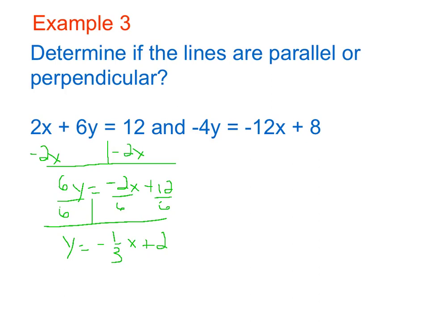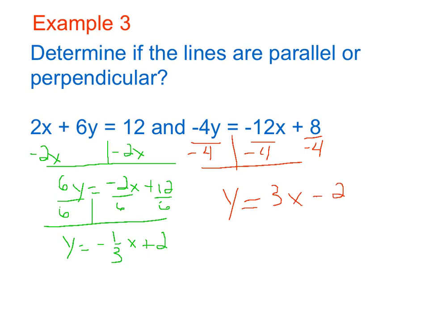Now let's do the other one here. And we just need to divide both sides by negative 4. So I'm going to divide everything by negative 4. And on the left we get y equals, on the right we get 3x - 2.